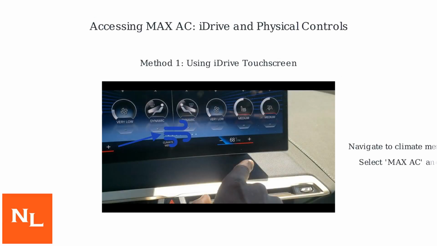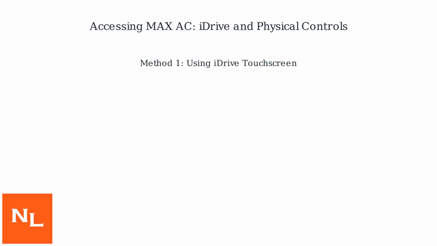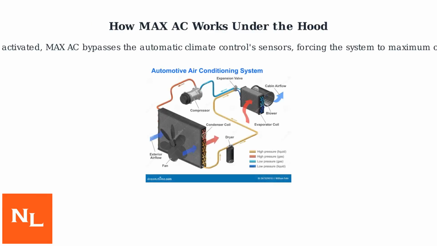There are two ways to enable Max AC on the BMW Series 2 Coupe. First, via the iDrive touchscreen. Navigate to the climate menu, which is typically represented by an AC icon. Then select Max AC and confirm your choice. Alternatively, on some models, you can toggle Max AC by holding the physical AC button on the center console for 3 to 5 seconds. When activated, Max AC bypasses the automatic climate control sensors, forcing the system to maximum output.